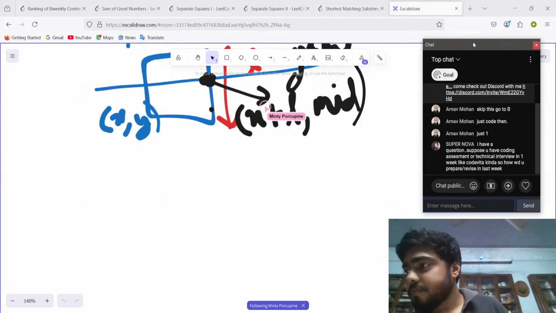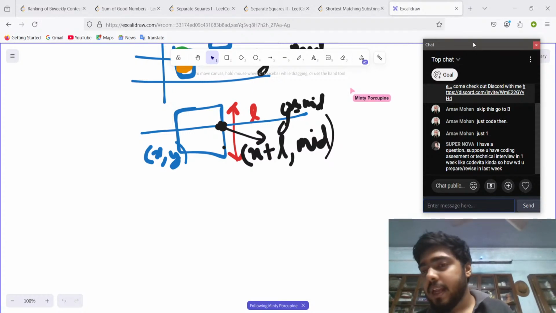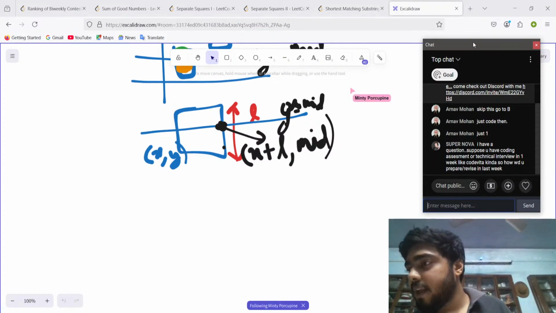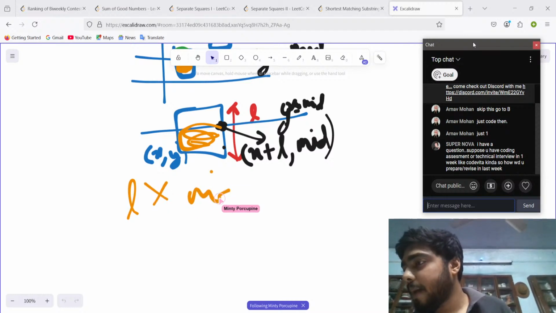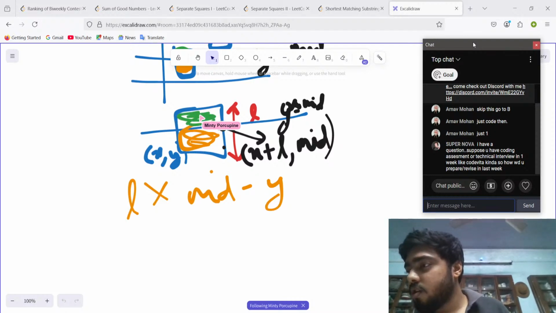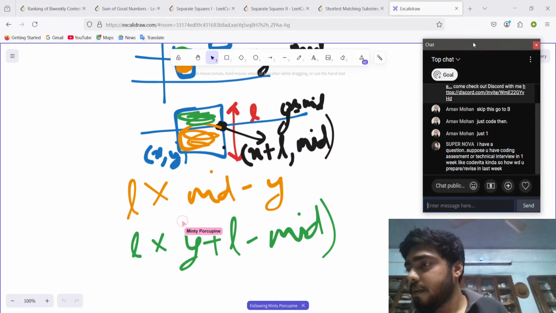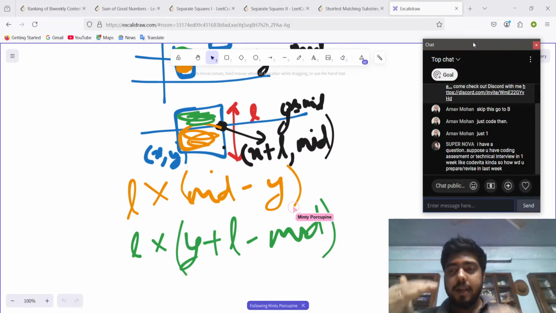Now see, since it is going to be x plus L mid, you can find out the area for both of them. How can you find out the area for the orange area? It is going to be L into mid minus y, right? And for the green area, it is going to be L into, no, not mid, y plus L minus mid. Okay, so you get both of them.